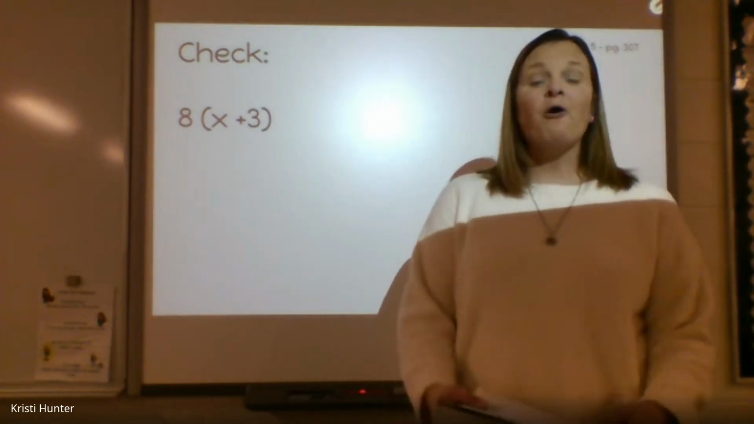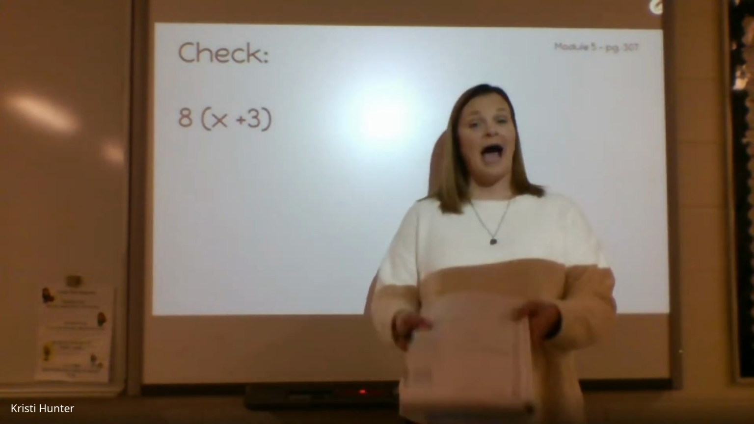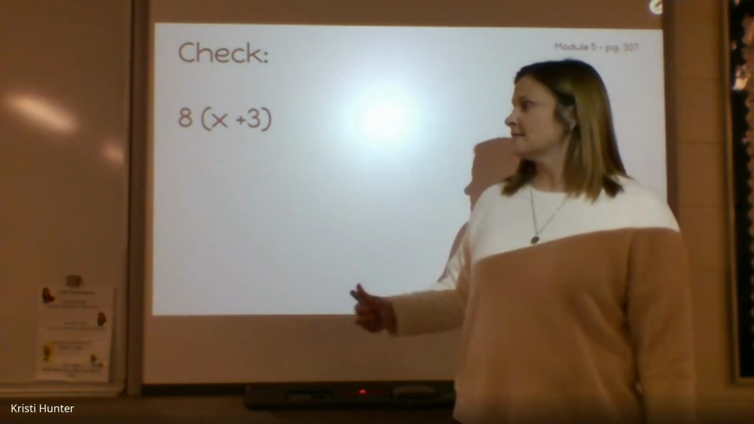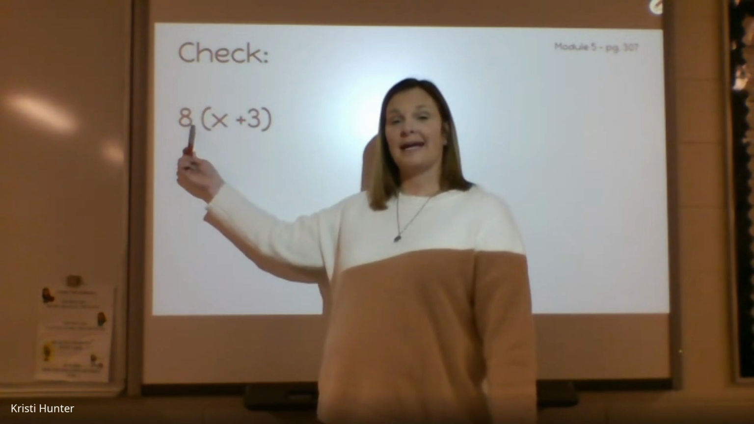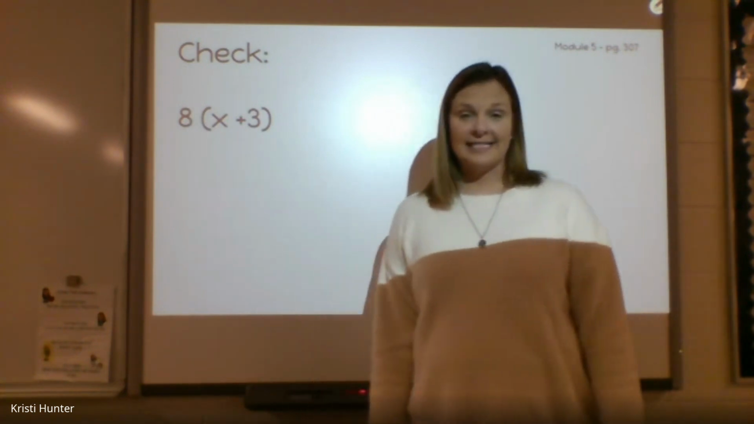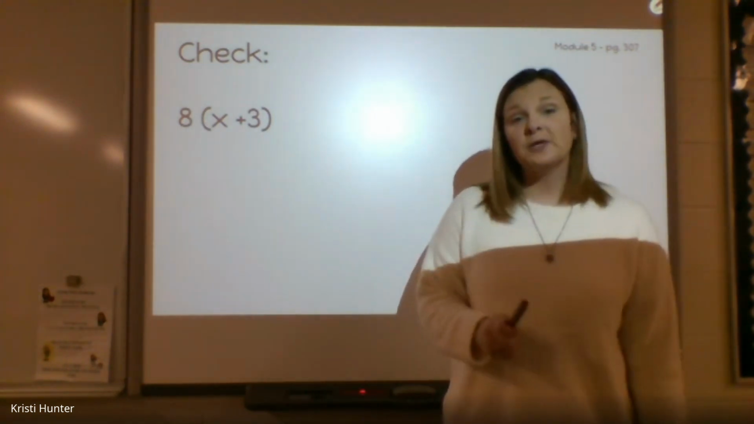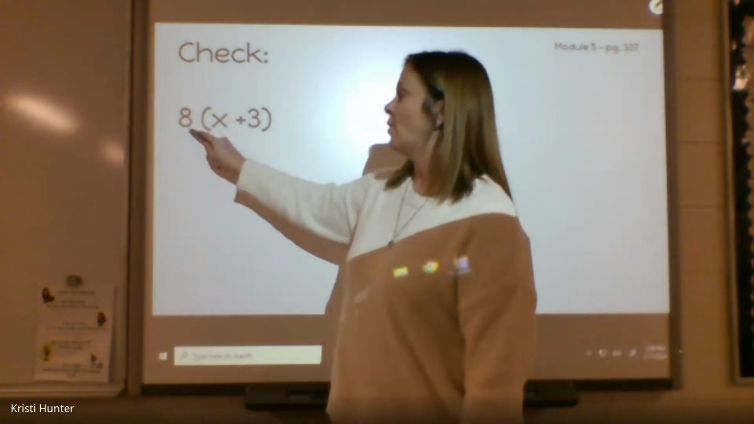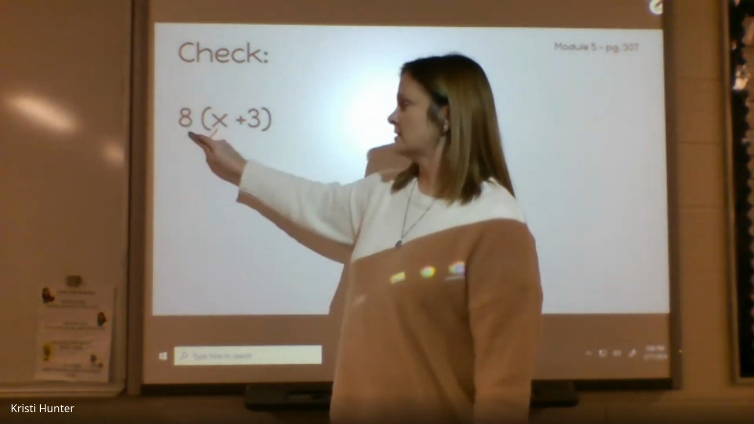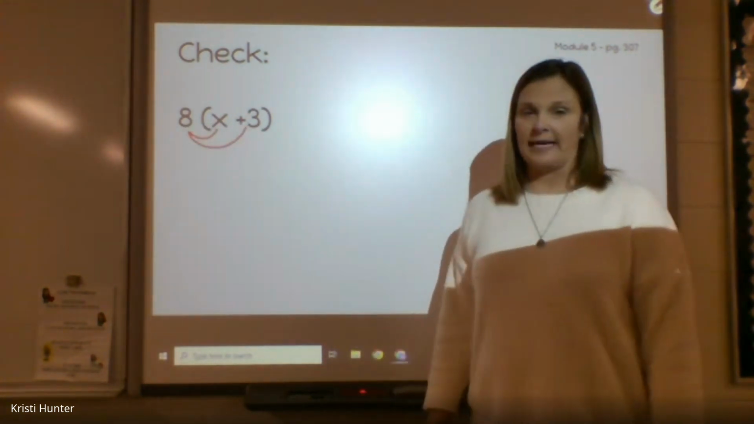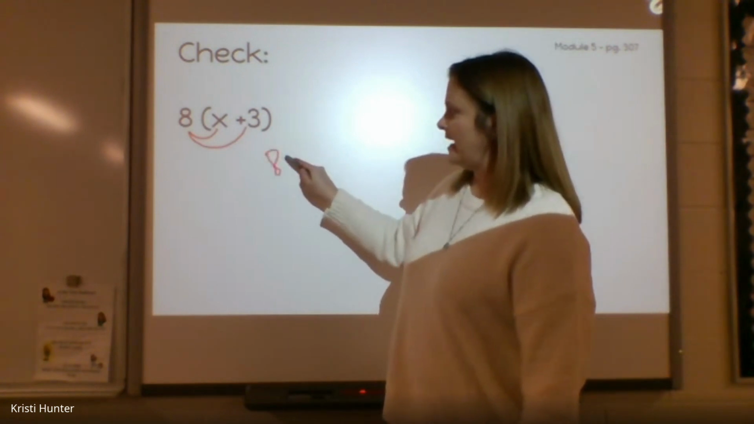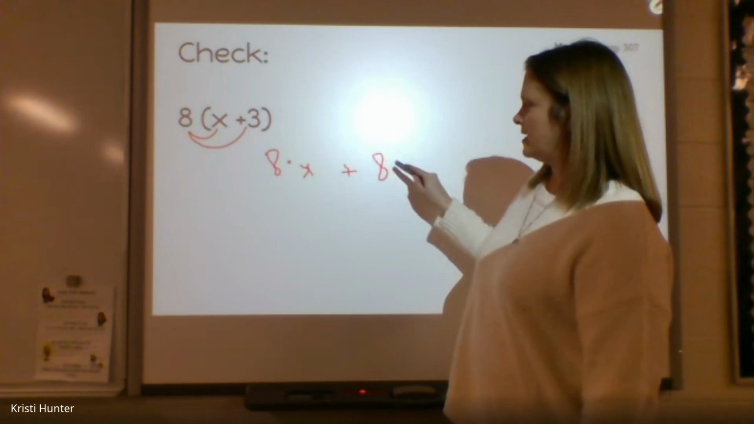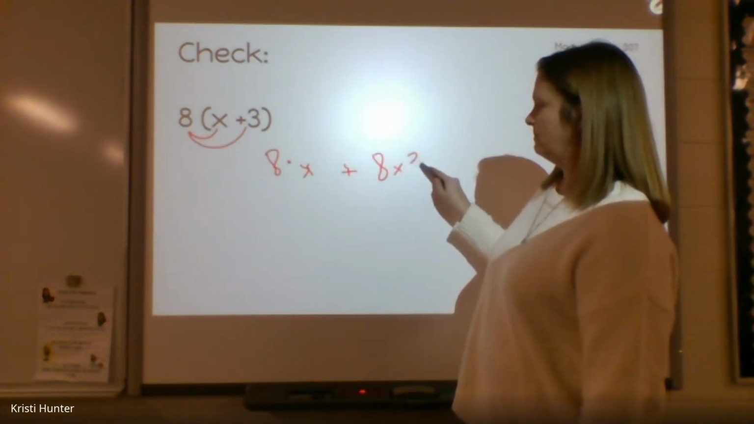All right, so hopefully you and your partner agreed on how to use your distributive property. Remember, a couple of things. This means multiply when my number sits right beside the parentheses. And when I distribute, I have to give the same thing to everyone. So 8 times x, 8 times 3. So when I write that out, I have 8 times my x plus 8 times my 3.